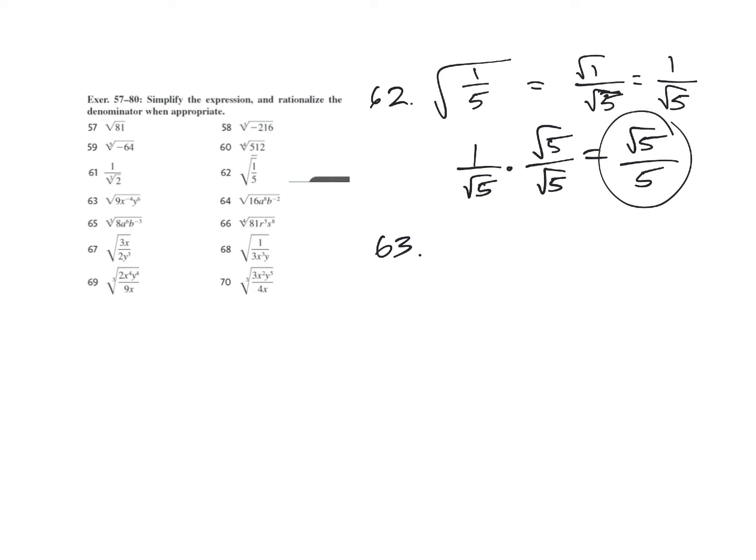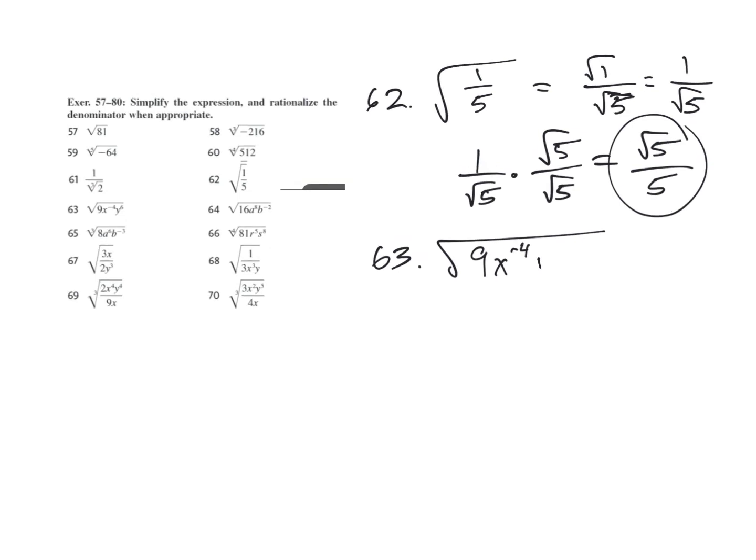Now we're going to get a more complex one. Square root of 9x to the negative 4 and y to the 6th power. Alright, so since it's all multiplication, we can break all these apart. You cannot do this if you have plus and minus signs. So we have the square root of 9, you have the square root of x to the negative 4, and the square root of y to the 6th. You know the square root of 9 is 3.